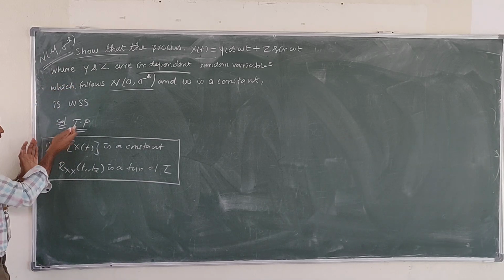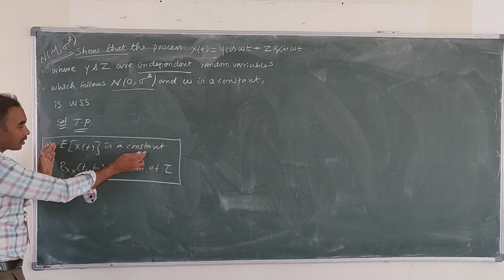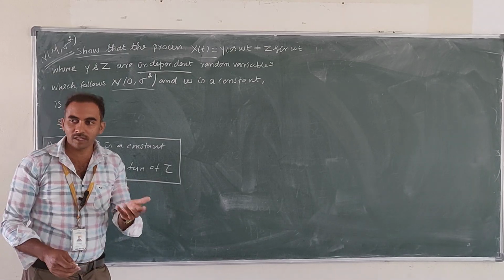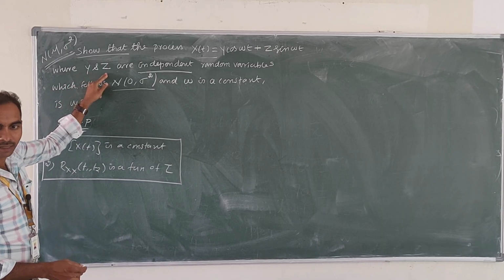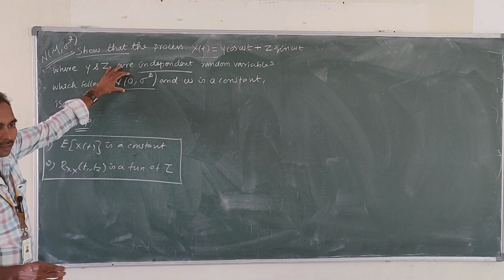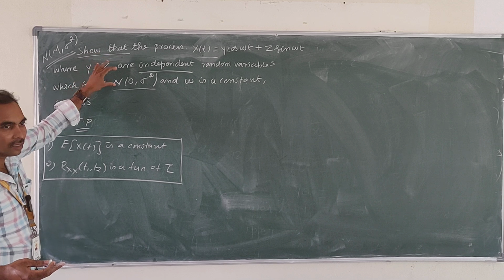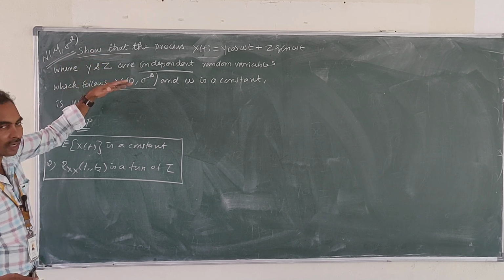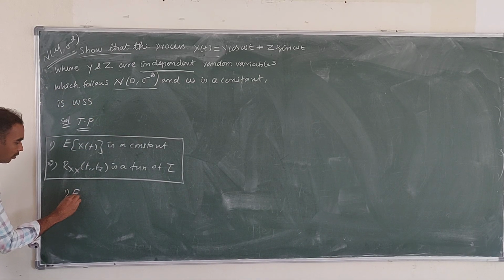In the solution, to prove it is a WSS process, we have to prove these two: E[X(t)] is a constant, and Rxx(t1, t2) is a function of τ. In the previous problem, they mentioned E[Y] and E[Z], but here they have only given that it follows a normal distribution. So we have to calculate E[Y], E[Z], E[YZ], E[Y²], and E[Z²]. Listen.